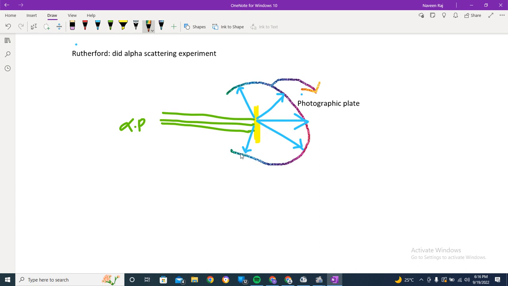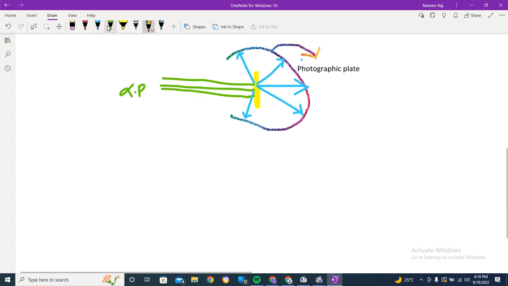After seeing this, he gave his model that the electron arrangement is something like this. Let me show you. This is a kind of positive charge, and this is the electron.